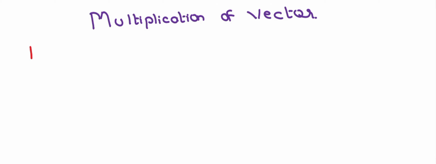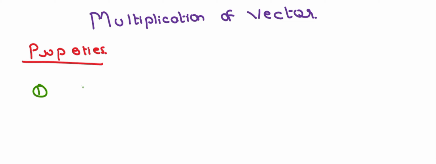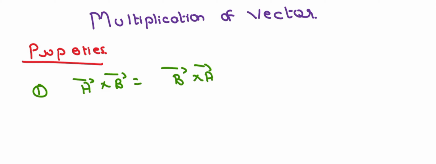Now let's talk about some properties of the cross product. First of all, the cross product is not commutative. What does it mean? It means that A cross B is not equal to B cross A. Why is A cross B not equal to B cross A? Because of direction. And the directions of A cross B and B cross A are opposite, that is 180 degrees apart.